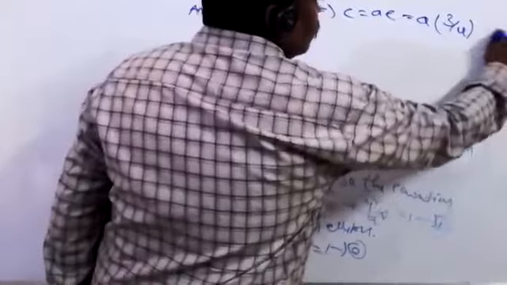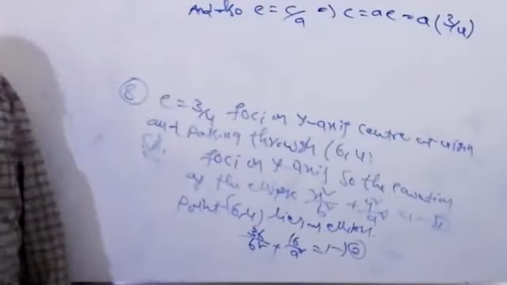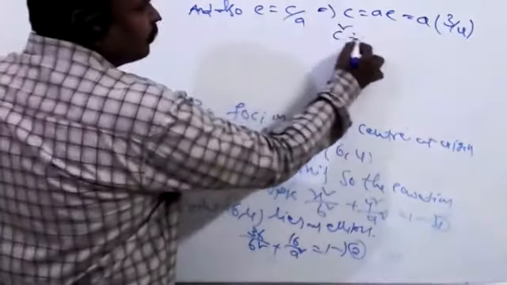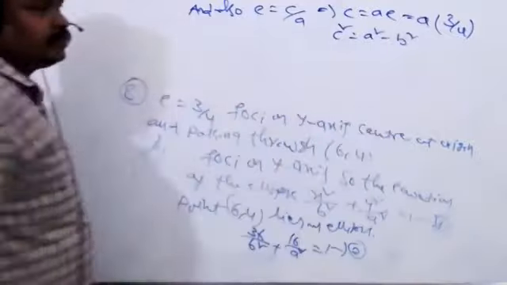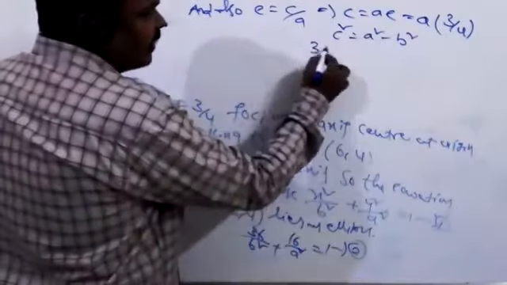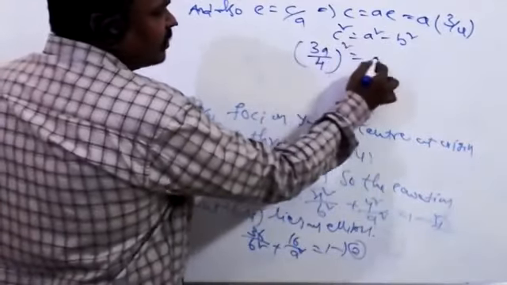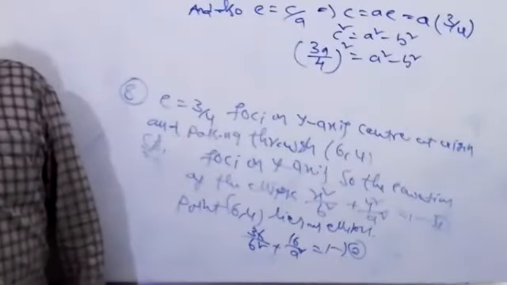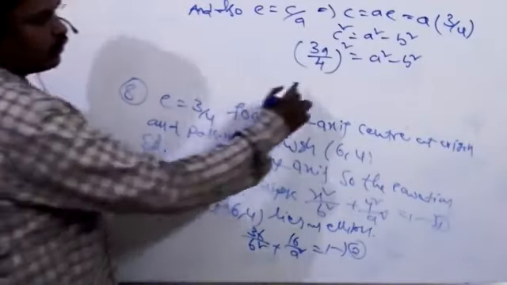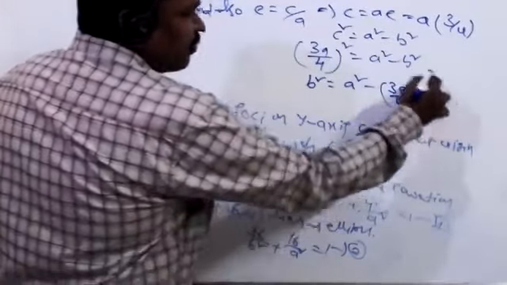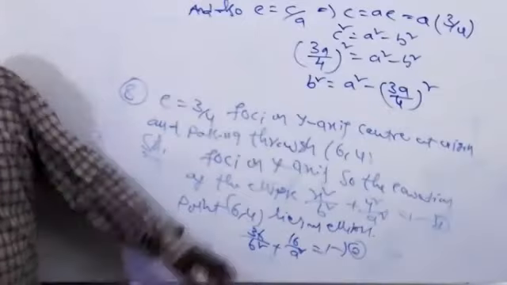Since e is equal to 3 by 4. Now here c square is equal to a square minus b square, right? So 3a upon 4 whole square is equal to a square minus b square. Now b square is equal to a square minus 3a upon 4 whole square.